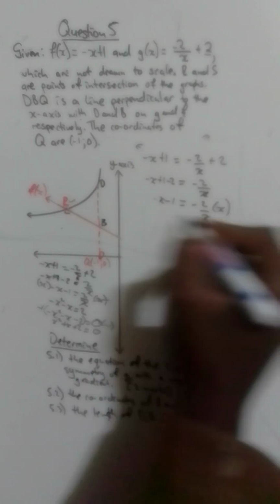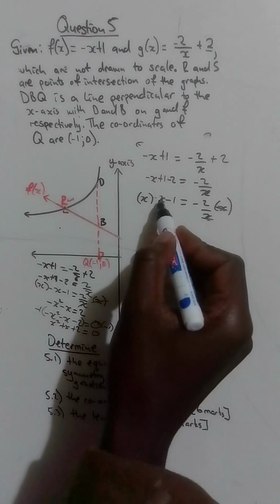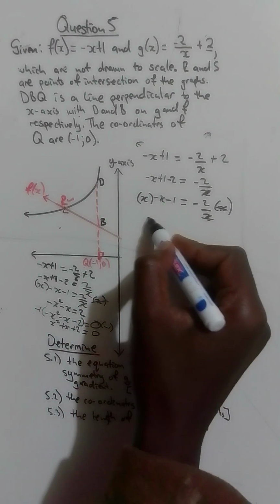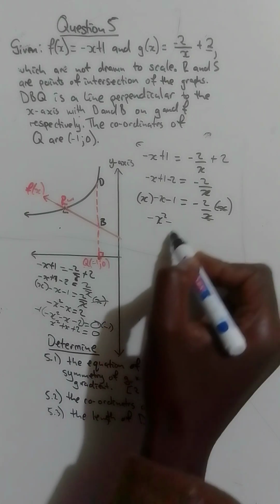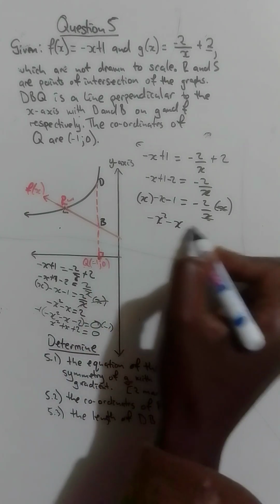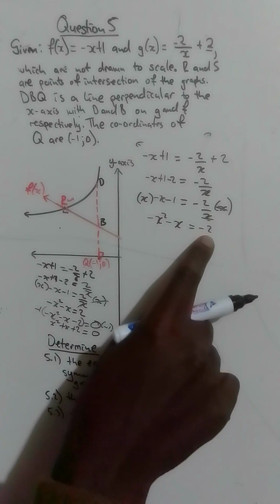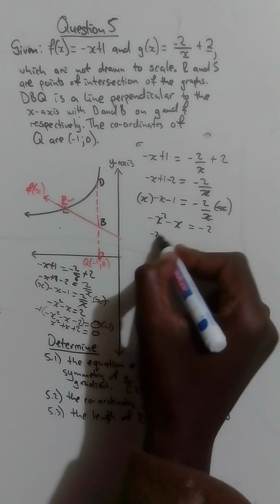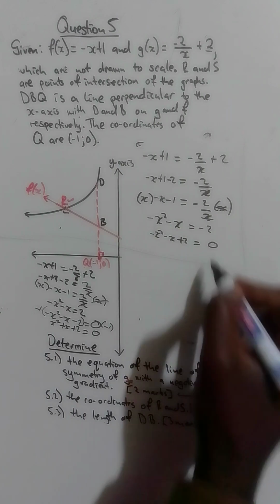Now I want to get rid of the denominator. I multiply by x on this side and by x on the other side. X and x cancel out. Positive and negative, I get a negative. X times x is x squared. Positive times negative is a negative. X times 1 is x, which equals negative 2. Now I transpose this, and it becomes negative x squared minus x plus 2 equals 0.